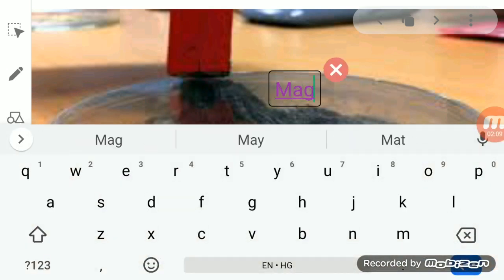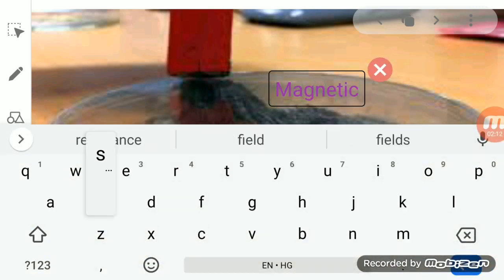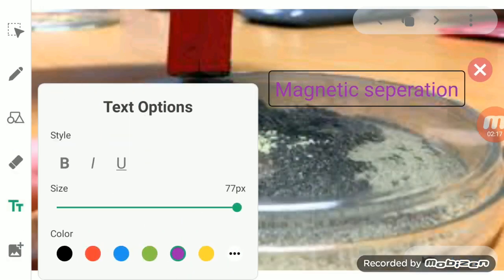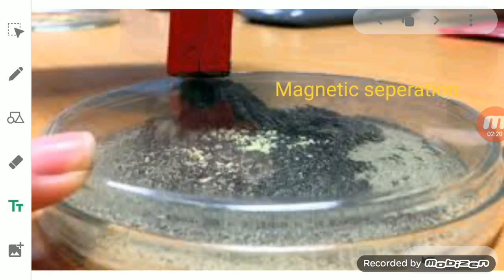It is known as magnetic separation, and it can be done with the help of a magnet. We use this process when one of the components shows attraction towards the magnet, a magnetic material, and the other component is a non-magnetic material. Only then can we go through the process of magnetic separation.